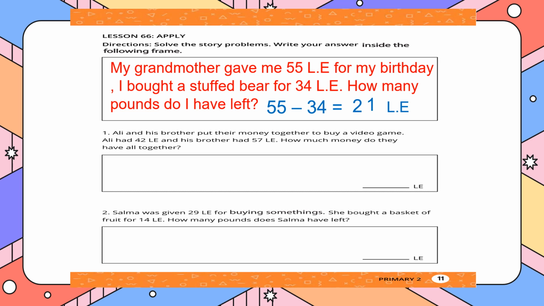Let's move to next story problem. Ali and his brother put their money together to buy a video game. Ali had 42 LE and his brother had 57 LE. How much money do they have all together? What is the keyword? All together. All together is a keyword for what? All together is a keyword for addition.